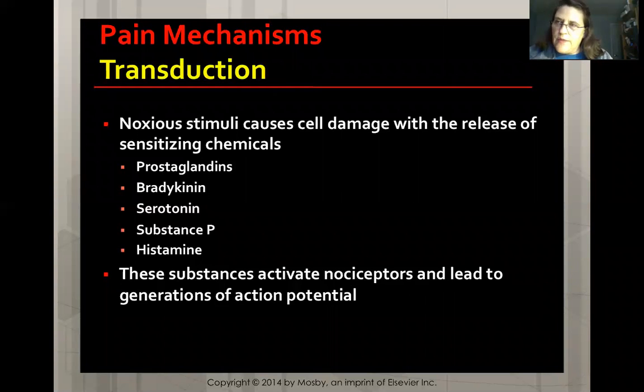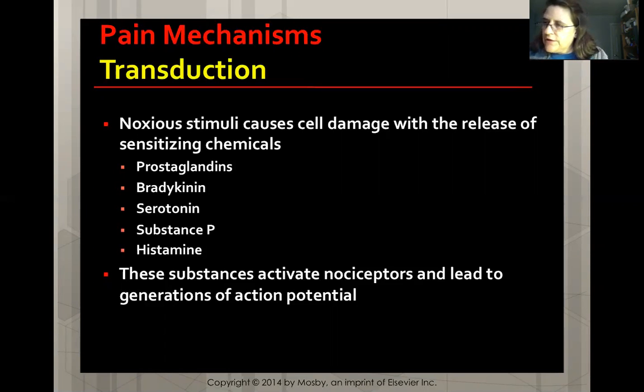There are a couple of different mechanisms for pain. Transduction is one. Transduction is noxious stimuli that cause cell damage with the release of sensitizing chemicals. These chemicals are prostaglandins, bradykinin, serotonin, substance P, and histamine. These substances activate nociceptors and lead to the generation of an action potential.